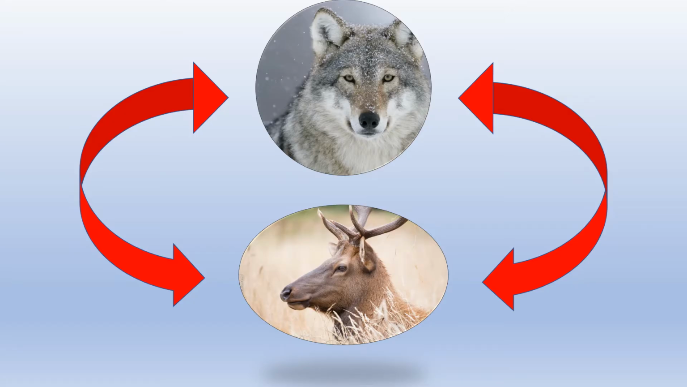This negative feedback loop regulates the populations of both the wolf and the elk within the system, creating a balance. This cycle is continuous and self-organizes to preserve both of the species.